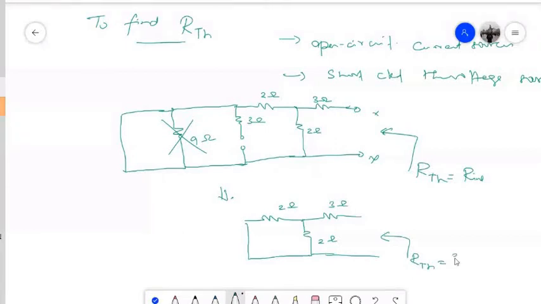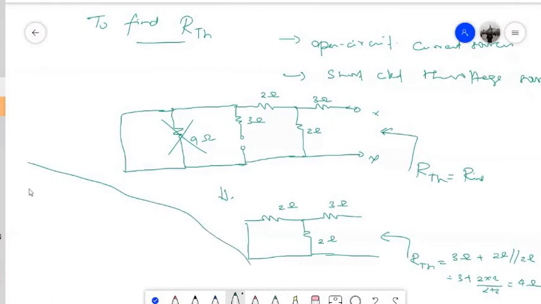So this RTH will be nothing but 3 ohm plus 2 ohm parallel 2 ohm. That is 3 plus (2 times 2) divided by (2 plus 2). So this will be around 4 ohm. Now the Thevenin's equivalent circuit that you are looking for will be the open circuit voltage that you have computed, which is 13 volts, in series with the resistance that you have calculated, which is 4 ohm. This will be your X and Y terminals.